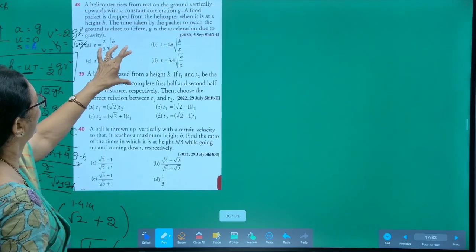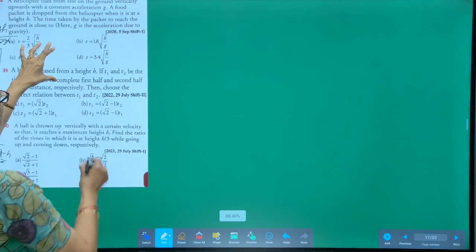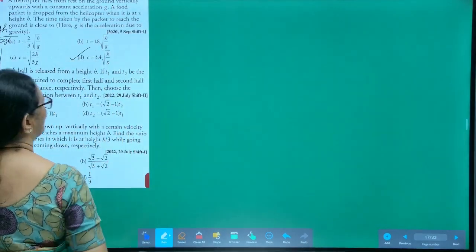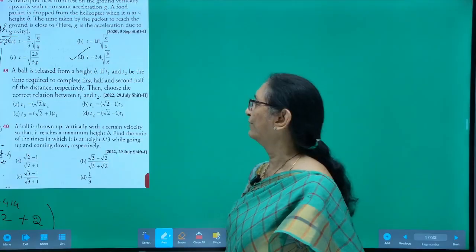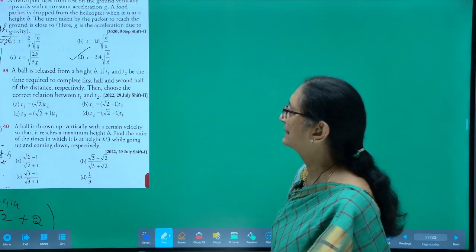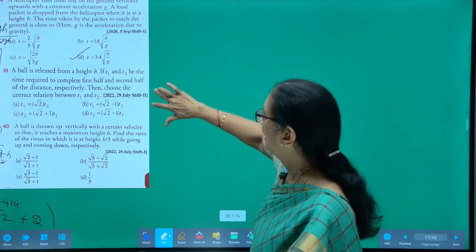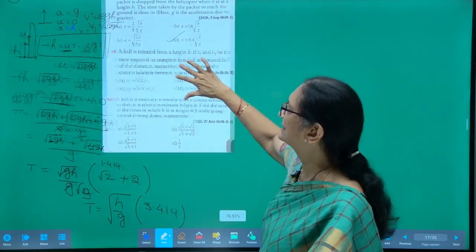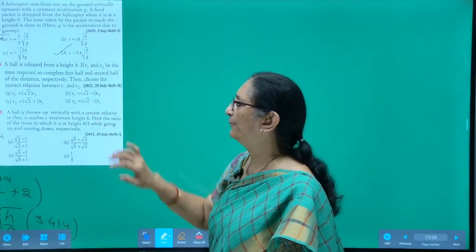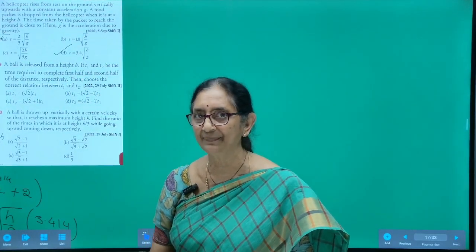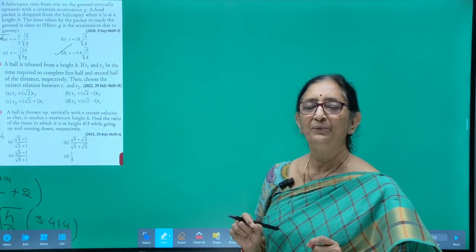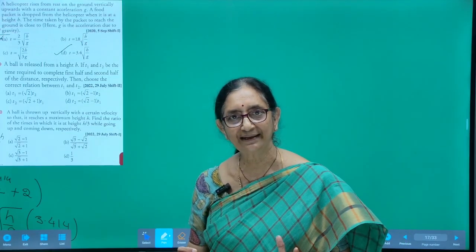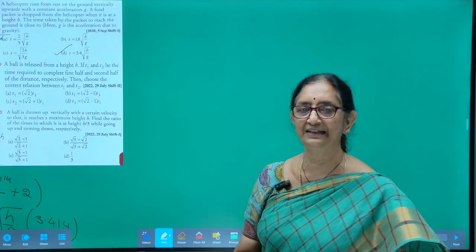So if you look at this, this is the correct option for that. We got 3.414 root h by g. That is exactly the correct answer for that problem. Understood? Okay. So it is simply when a body is projected vertically up from the top of a tower with a velocity u, if it reaches the ground in time t, minus h is equal to ut minus half g t square.